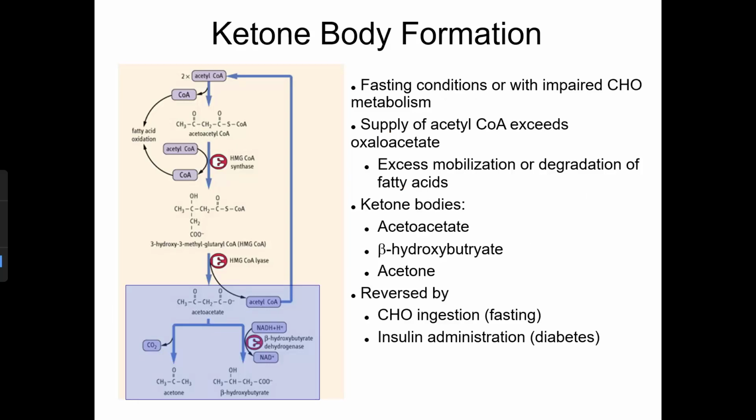Ketone body formation. In fasting conditions or with impaired carbohydrate metabolism, the supply of acetyl-CoA exceeds oxaloacetate. The excess comes from mobilization or degradation of fatty acids. Ketone bodies include acetoacetate, beta-hydroxybutyrate, or acetone. This is reversed by carbohydrate ingestion or insulin administration. If we summarize this in simpler terms, we form ketone bodies when we're using fat for metabolism instead of glucose.